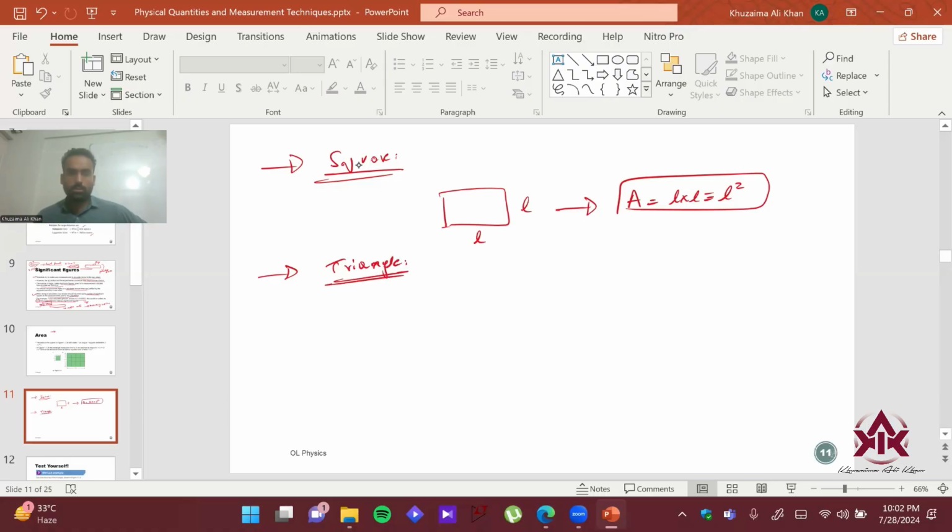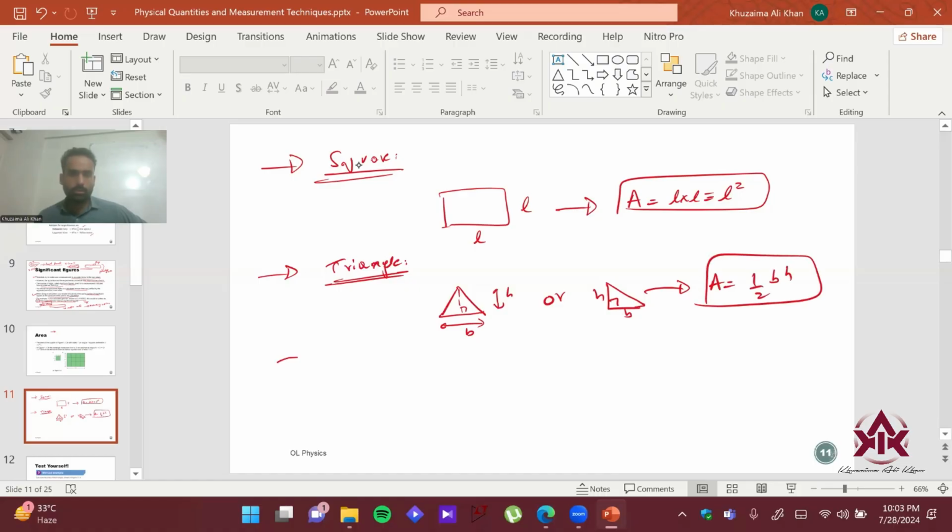If I talk about the area of a triangle, how do you get a triangle? You can either have this shape, where this is the height and this is the base, or you can have this shape, directly a right angle triangle. This is the base, this is the height. How to compute the area of this triangle? It's basically half into base into height, right?